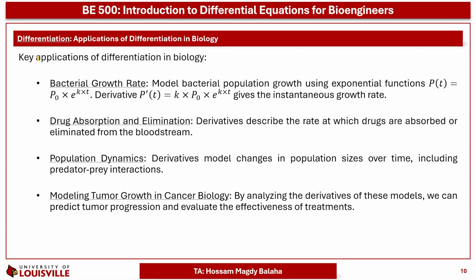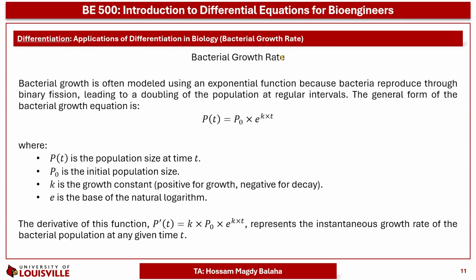Now let's get some applications of differentiation in biology. We will go through 4 applications: bacterial growth rate, product absorption and elimination, population dynamics, and modeling tumor growth in cancer biology. Bacterial growth rate is often modeled using the exponential function because bacteria reproduce through binary fission, which leads to a doubling of the population at regular intervals.